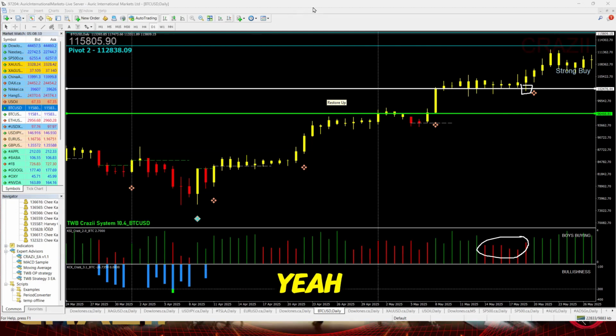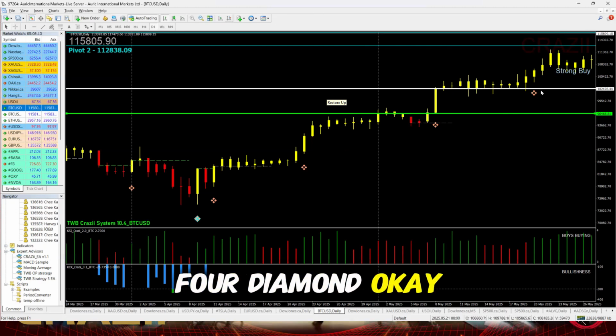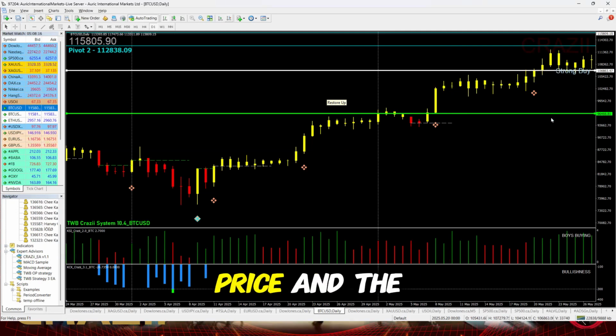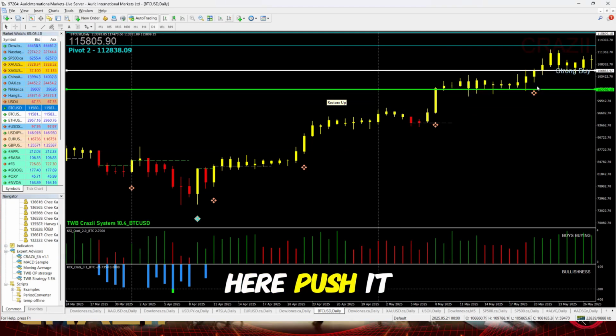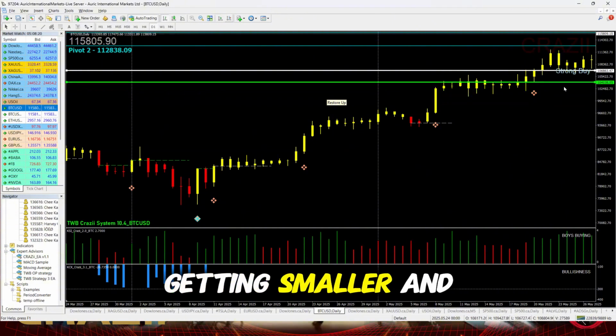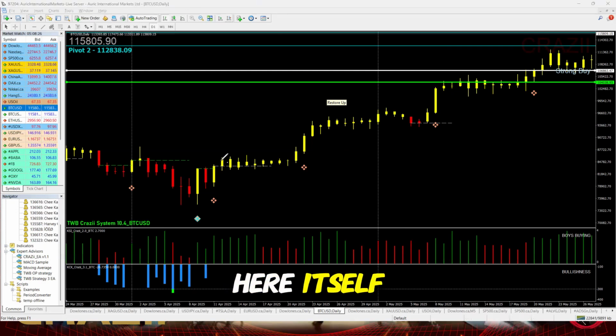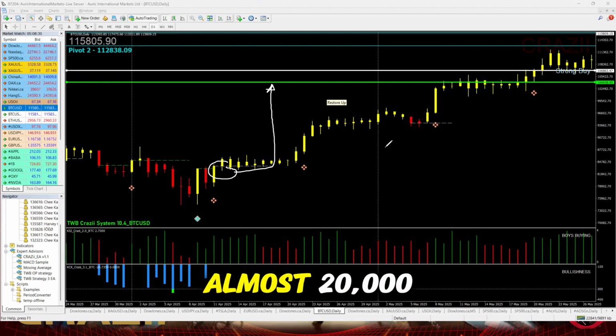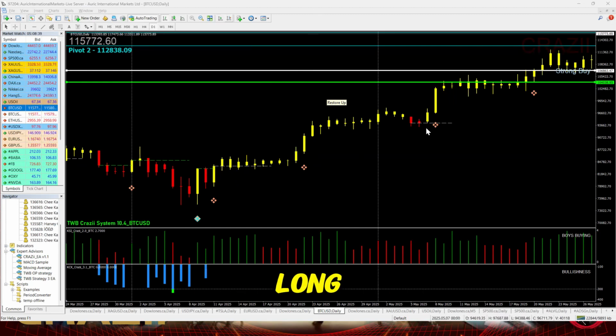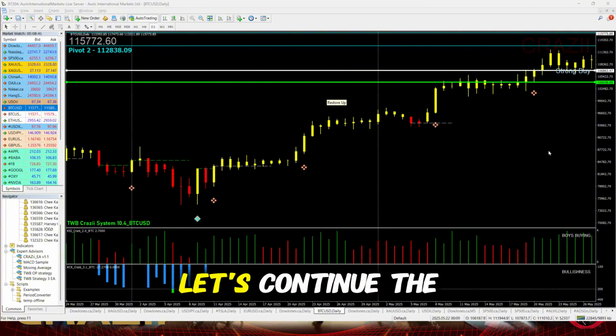Okay, let's continue, yeah? So now we have a new four diamond. Put it in, push it up to the closing price, and for the stop loss, same thing, push it from here to here. So you see the stop loss getting smaller and smaller. Why? It's because the market is surging higher. So for those who have really purchased here yourself, now your stop loss is shifted to here. You're now in a sure win position of almost 20,000. Of course, I don't expect somebody will be holding for so long, but I just give you an idea. Okay, let's continue.